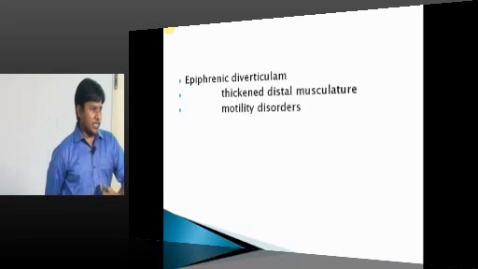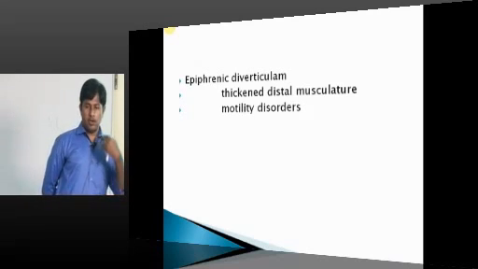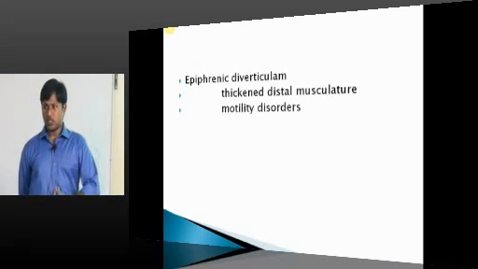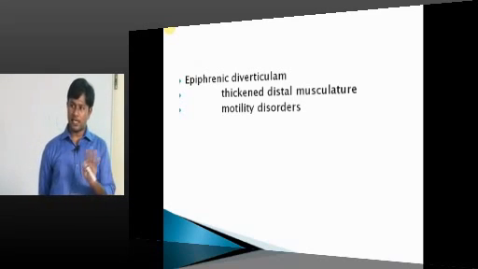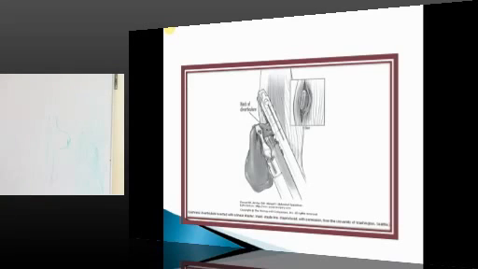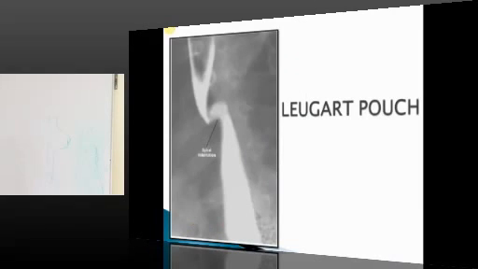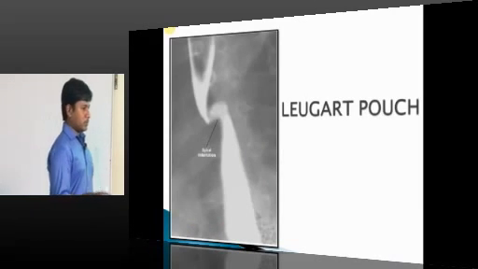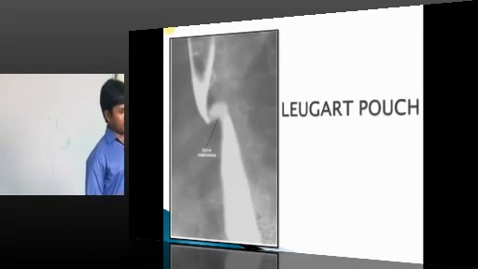The approach is just transhiatal because it is epiphrenic. You need not open the thoracic part. Just it is transhiatal diverticulectomy. That's enough. This is the diverticulum that is present. So that is regarding the diverticulums. Everything is finished regarding diverticulums.